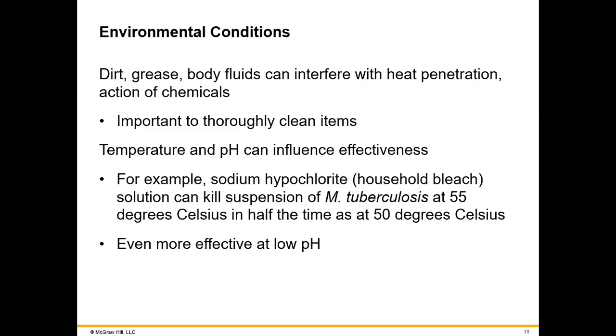Let's take an example: sodium hypochlorite, or household bleach. It can kill M. tuberculosis at 55 degrees Celsius in half the time as it does at 50 degrees Celsius. So a small shift of temperature, 5 degrees up, reduces the time, in fact increases the effectiveness, by 100%.